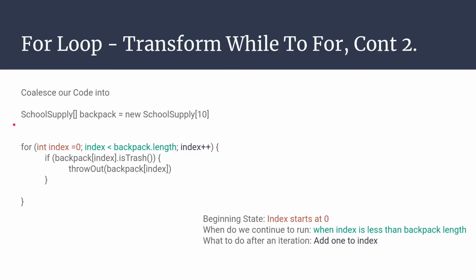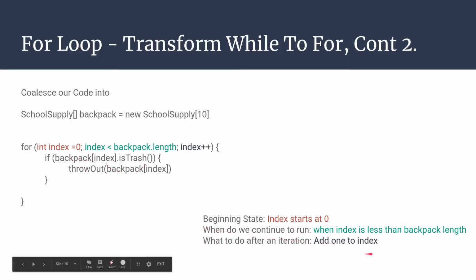So we can boil down our code into creating the array and then using a for loop to iterate through the array. Now we talked about what questions we need to ask before we write the loop. We need to know the beginning state, which is we create an index and it starts at 0. We know to continue to run when the index is less than the backpack's length. And what do we do after an iteration? We add 1 to the index.